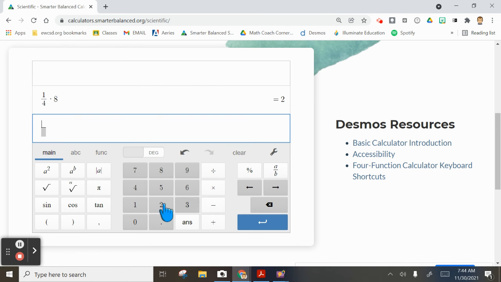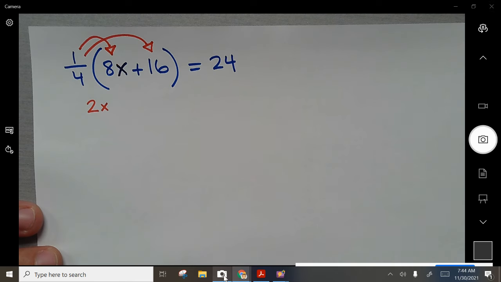And then I'm going to go 1/4. And then look what I did. I hit the side here. I hit over here. Why did I do that? Because I don't want the cursor down here. So I hit over here times, what was it, 16? And I get 4. 1/4 times 16 is 4. Cool. Well, that's pretty easy.